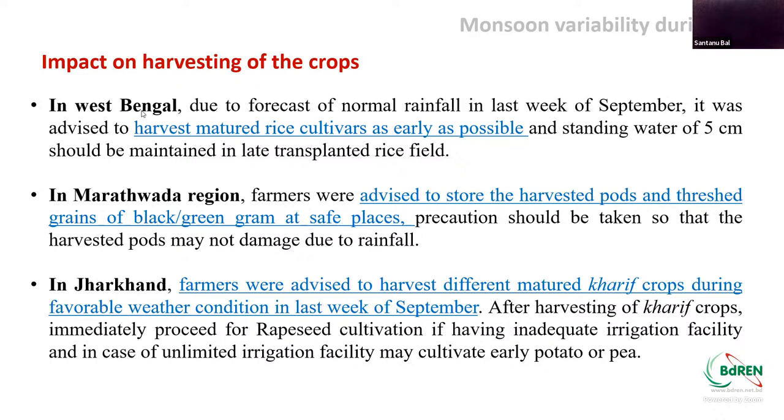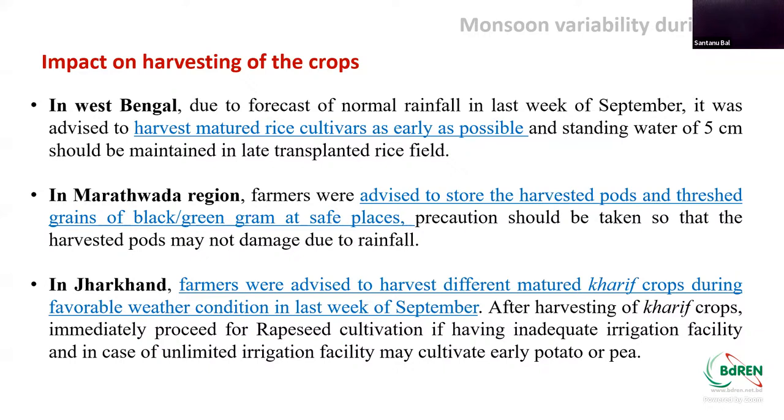In West Bengal, the eastern part of India, the forecast was for normal rainfall during the last week of September. So it was advised to harvest the mature rice cultivars as early as possible because of the forecast of rain. And in the central Indian part, the Marathwada region, which has dry land type conditions, farmers were advised to store the harvested pods or grains because there was a chance of rainfall. This type of forecast and these hydrometeorological advisories were there with respect to the harvesting of the crops.